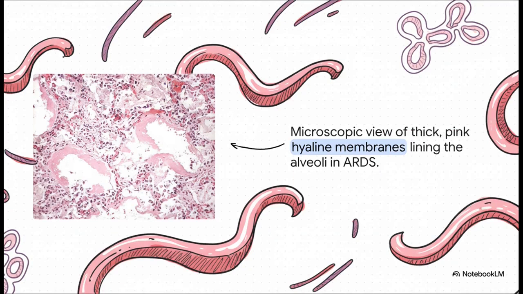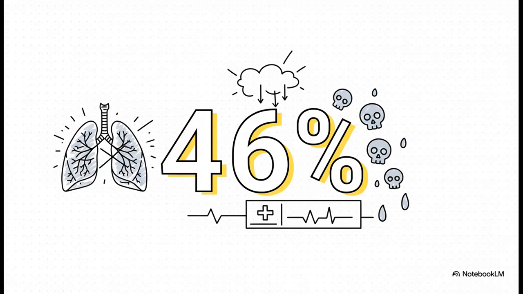And here is the proof under the microscope. This is the pathognomonic finding, meaning if you see this, you know it's ARDS. These thick, waxy pink layers lining the alveoli are the hyaline membranes, made of fibrin and debris from dead cells. And why is this so important to recognize? Because the mortality rate for severe ARDS can be as high as 46%, even with the best modern intensive care we have today. It is a deadly, deadly condition.